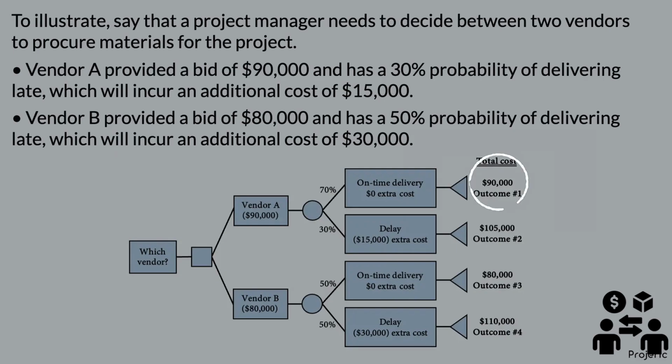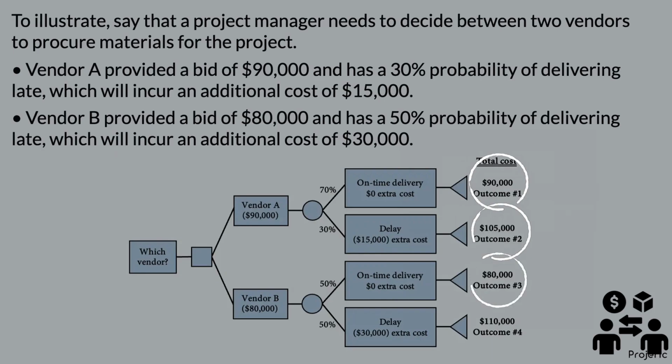Outcome number 1. If Vendor A is chosen and delivers on time, the total amount spent on procurement will be $90,000, which is calculated as follows. $90,000 plus $0 equals $90,000. Outcome number 2. If Vendor A is chosen and delivers behind schedule, the total procurement cost will increase to $105,000, which is calculated as follows.